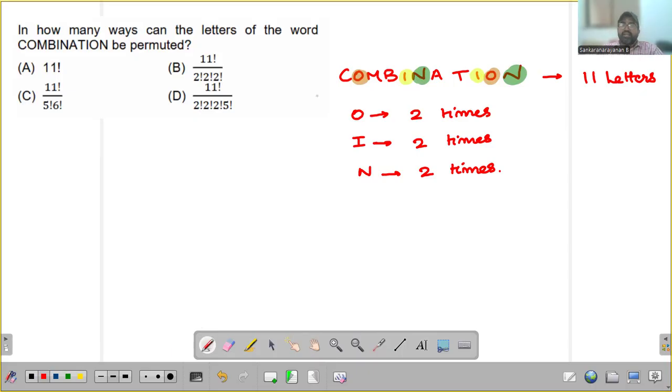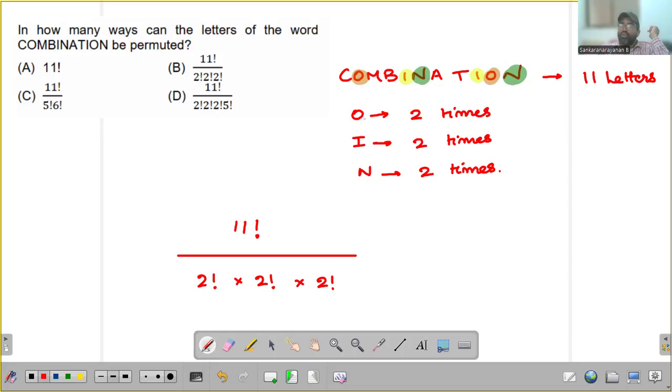When the letters are getting repeated, you are aware that the total number of ways in which these letters can be permuted, arranged among themselves, will be 11 factorial. You take the total number of letters in the word, 11 factorial, divided by whatever is repeating. This 2 factorial is for the two O's, this 2 factorial is for the two I's, and this 2 factorial is for the two N's.